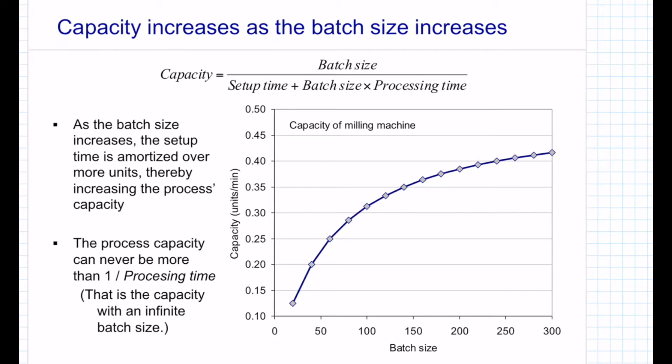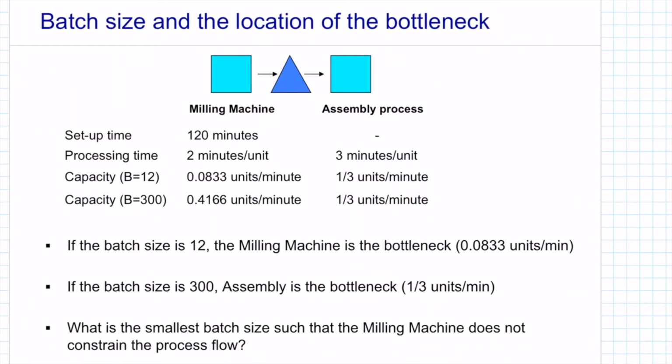Another point to remember is that the process capacity can never be more than 1/P, or 1/processing time. Batch size can have an impact on where the bottleneck is. As you can see in this example, when the batch size is 12, the milling machine has a capacity of 0.0833. Since this is lower than 1/3 capacity for assembly, the milling machine becomes the bottleneck when B equals 12. But the situation is different when B is 300. Now we have a smaller capacity, 1/3 for assembly, and assembly becomes the bottleneck.